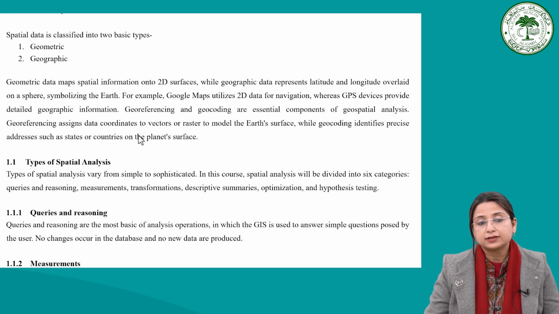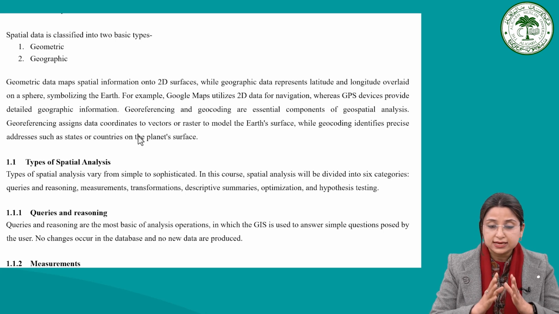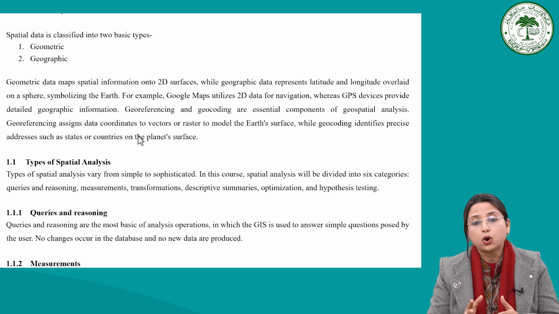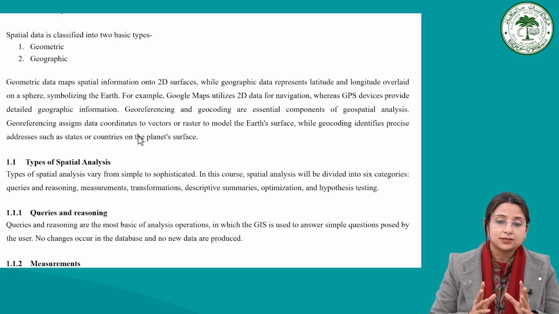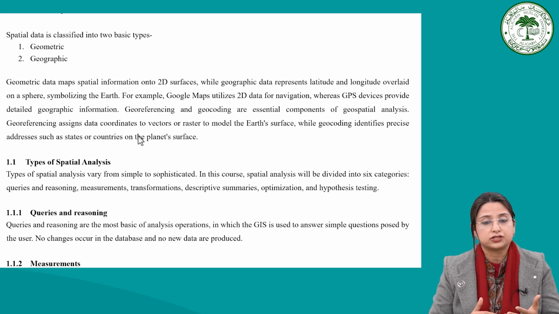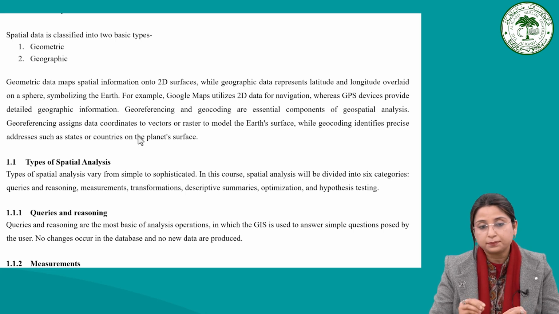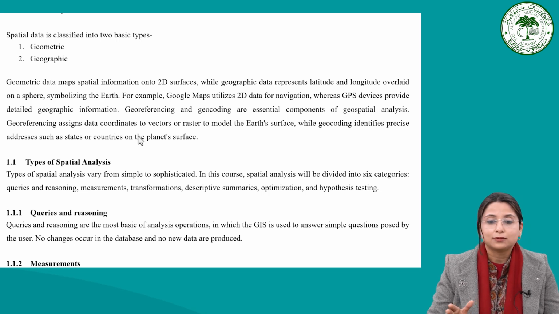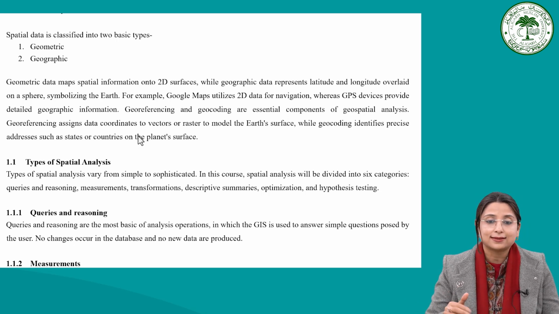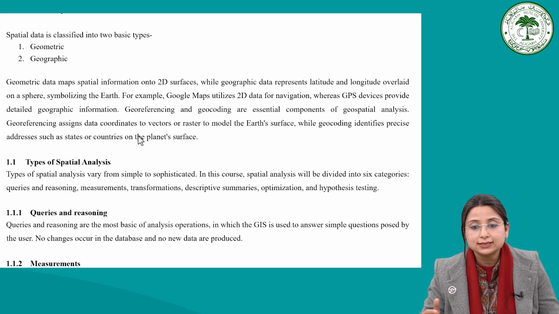Georeferencing is one of the important components of geospatial analysis. In this, generally we assign data coordinates to the vector or raster to model the Earth's surface. Vector data and raster data have already been discussed in a previous lecture; if you want, you can visit it. So georeferencing is simply assigning coordinates to the vector, that is point, line, polygon data, or the raster data, the characteristics and attributes of those data, in order to model the Earth's surface.